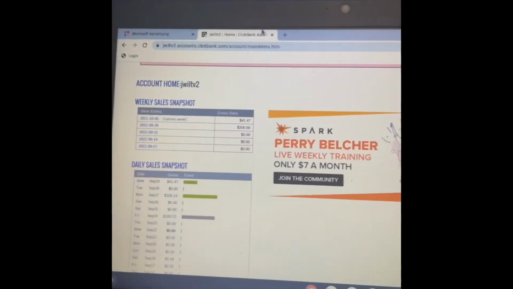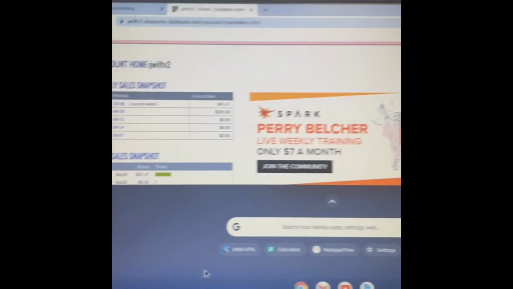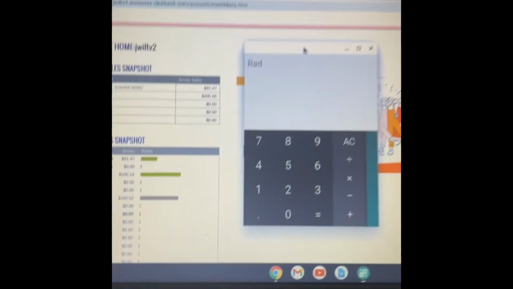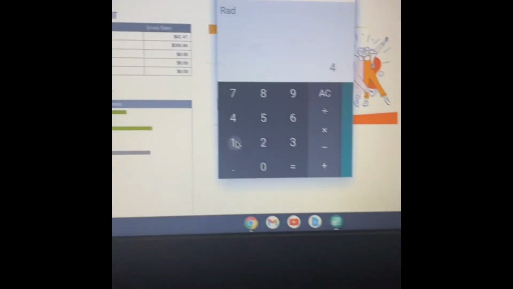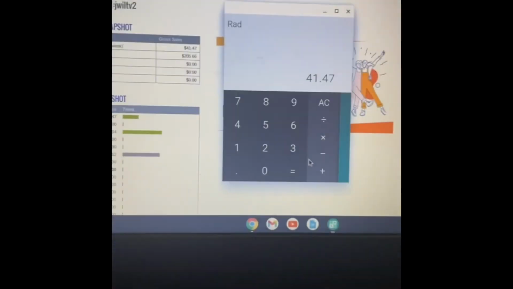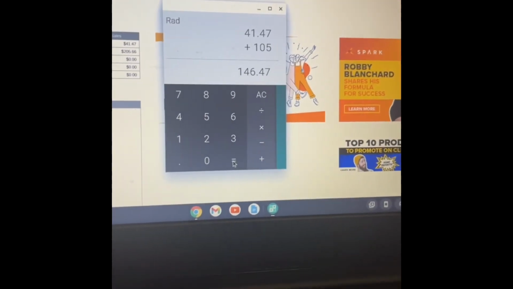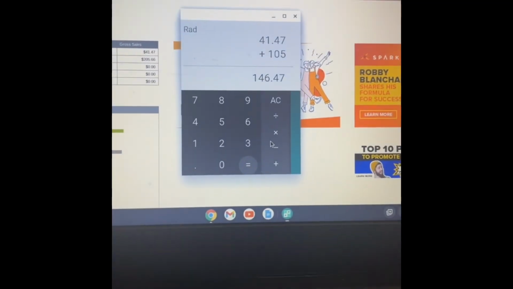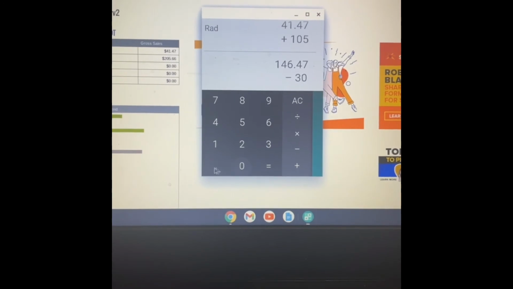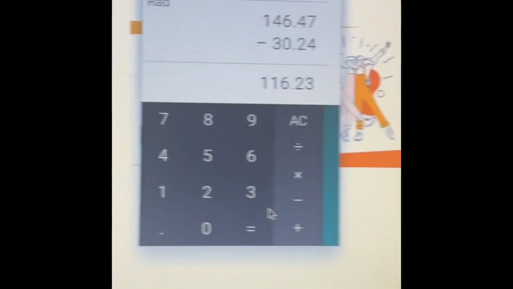So let's go here. Let's go back to the calculator. If you add $41.47 plus the $105 that we made the other day, $146 minus the 30 bucks, $30.24. That's 116 so far. We're in profit for the week.